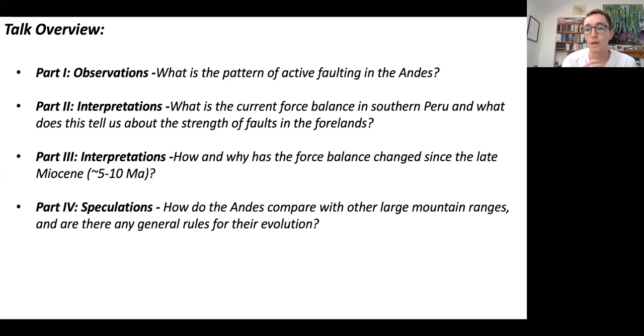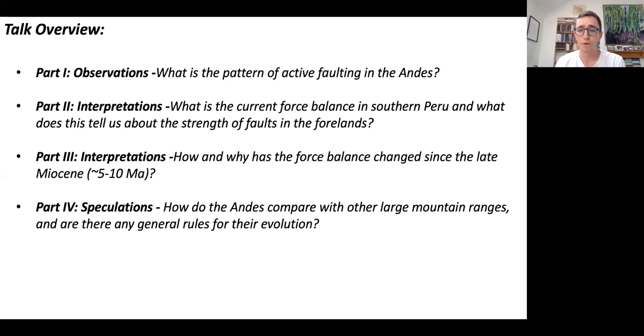We're going to look at what that pattern of faulting means for the force balance in that region, and what this tells us about the strength of faults in the lower crust and in the upper crust around the margins of the Andes. The third part is going to think more dynamically about these processes. How can we tell that the force balance or the geometry of deformation in this region has changed? What observations are there for that? And how much has that force balance changed potentially?